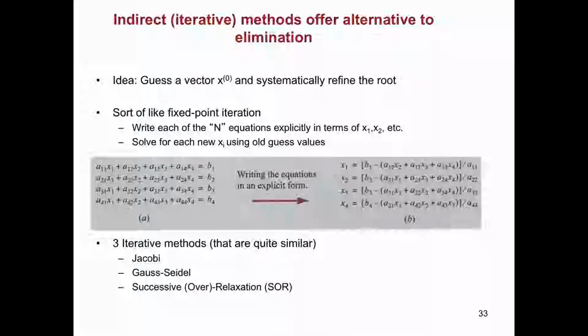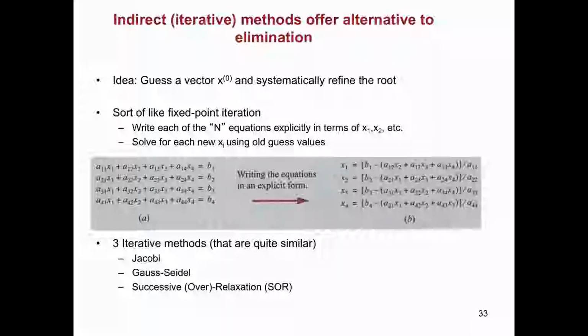So if I express x1, it's b1 minus this sum here, and then divided by a11. Basically that's what's shown right here. And I can do that for x2 right here. So it's b2 minus all of the elements except for this one, and then divide by a22, and so forth.